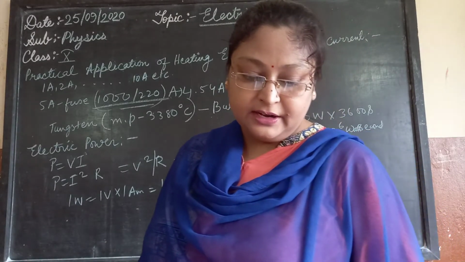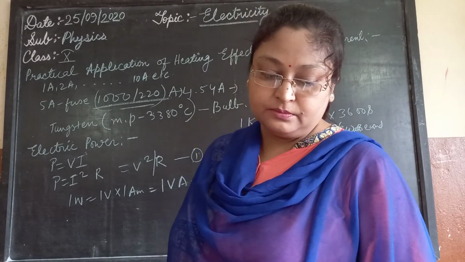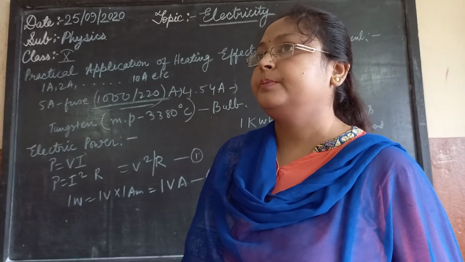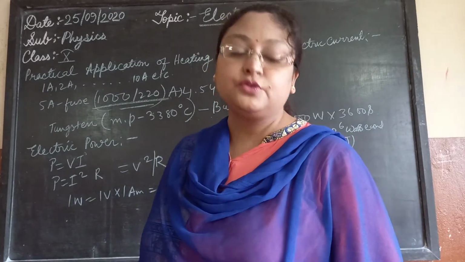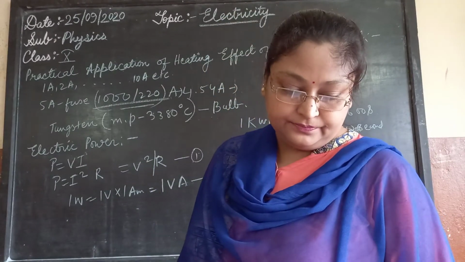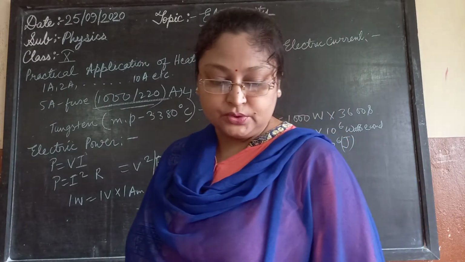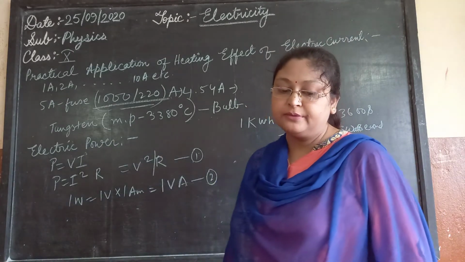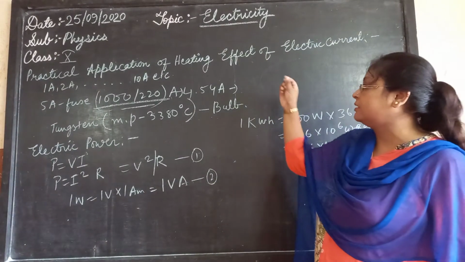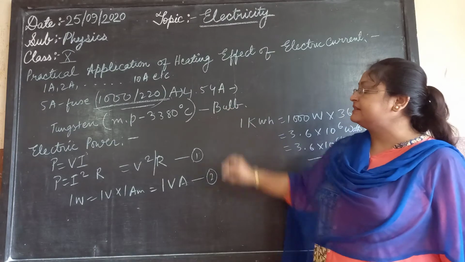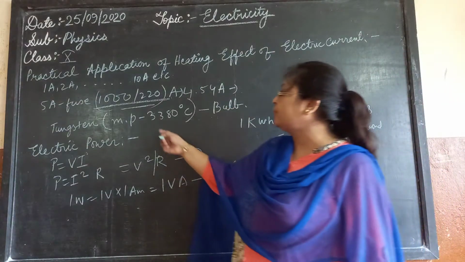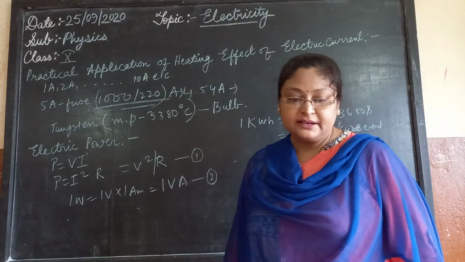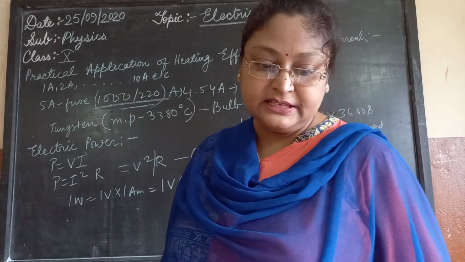This melts the fuse wire and breaks the circuit. If too much heat flows in the circuit, the fuse may break and the fuse wire may melt. For domestic purposes, we use 1 ampere, 2 ampere, 3 ampere, 5 ampere or 10 ampere bulbs or sockets. Tungsten has a melting point of 3380 degrees and is used in bulbs. So these are the practical uses of the heating effect of current.